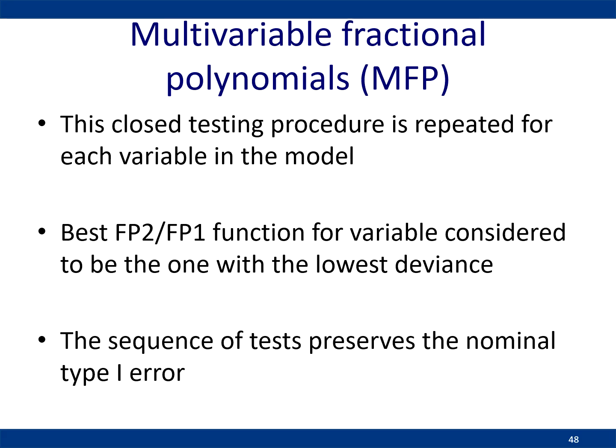So that series of tests is repeated for each variable considered in the model, and of course for categorical variables it's just simply a test of whether the variable should be included or not. But for these continuous predictors, it selects the best FP2 or FP1 term, and that's considered to be the one with the lowest deviance. And by conducting these tests in that order, it's done so to preserve the nominal type 1 error.